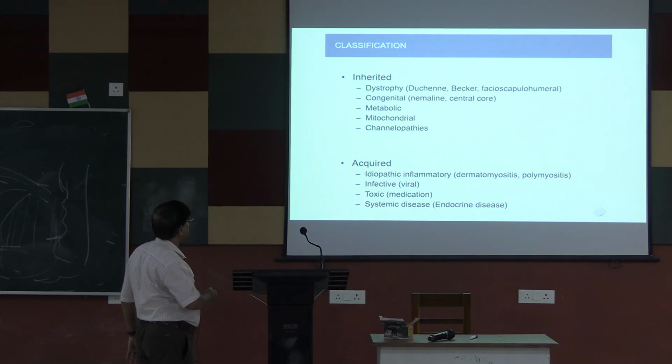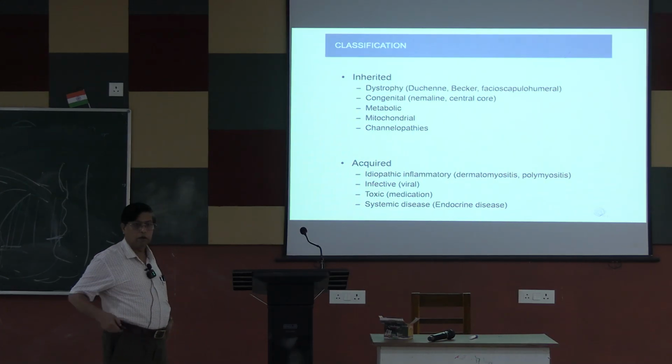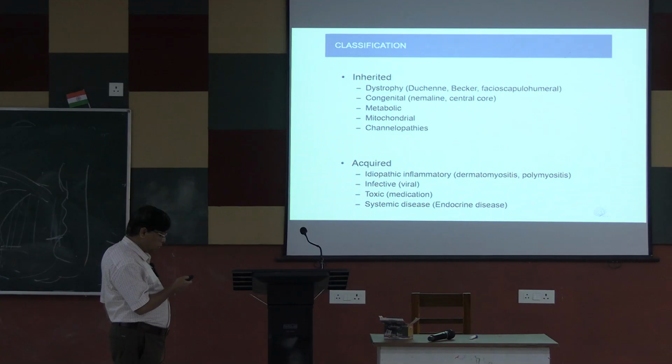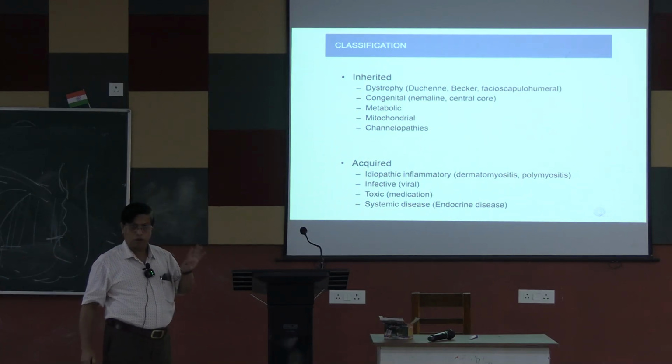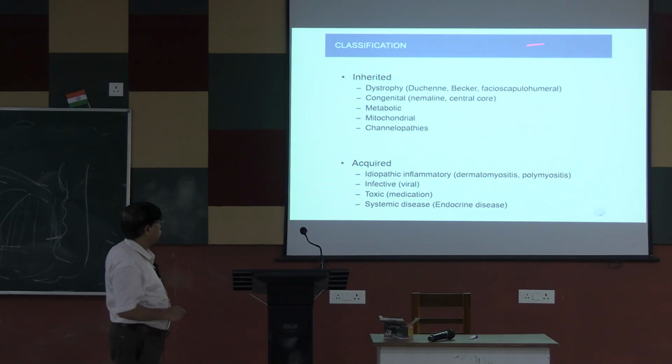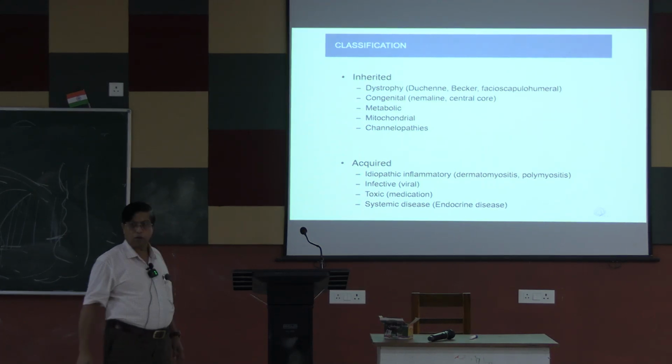Now, classification: inherited. There are inherited muscular disorders, not very uncommon. Very common is Duchenne muscular dystrophy. Duchenne is the most common congenital myopathy. There is Becker's. There is facioscapulohumeral myopathy. Other mitochondrial and metabolic causes can cause this. You should remember at least two: Duchenne muscular dystrophy and Becker's, because these are very common. Duchenne is most common, but Becker and facioscapulohumeral you should remember also.